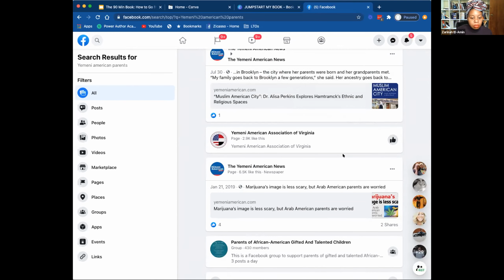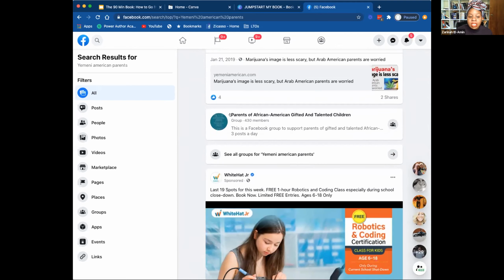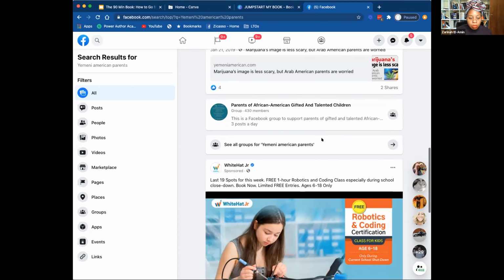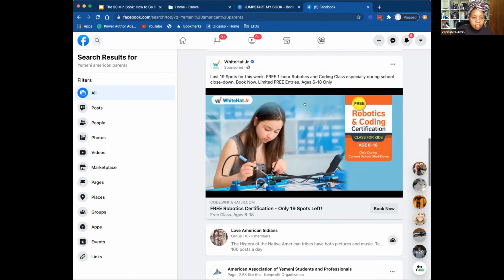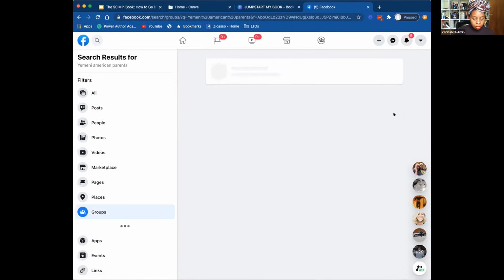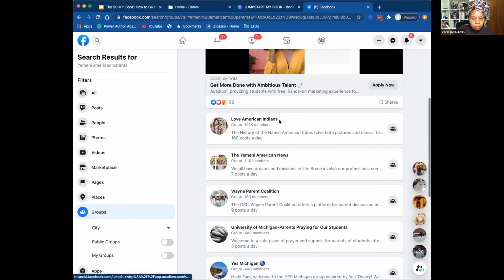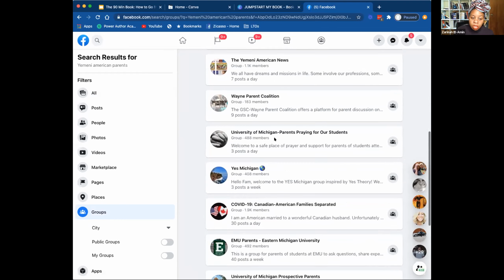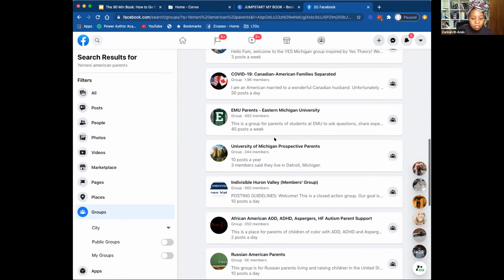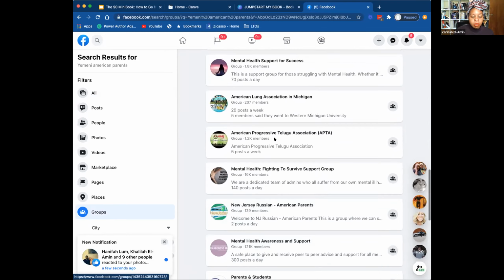I would start to see parents of, this is parents of African-American gifted and talented children. So that's not Yemeni, but you can see that this is a group for another group. And so you may want to start one for this. We'll see. All right, see all groups for Yemeni American parents. So what I'm seeing right now is that there's no group that we find for Yemeni American parents.